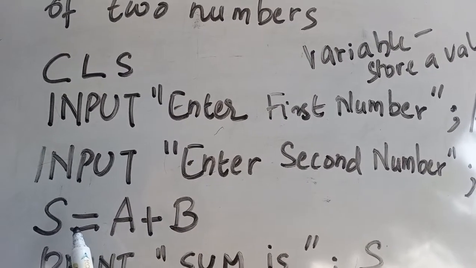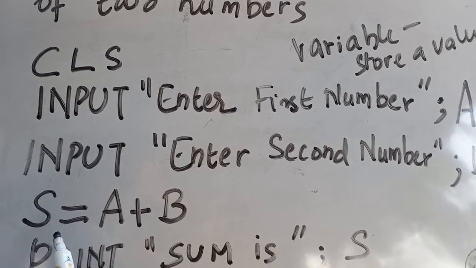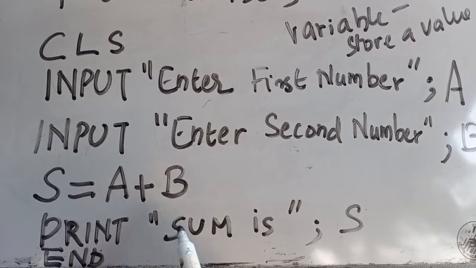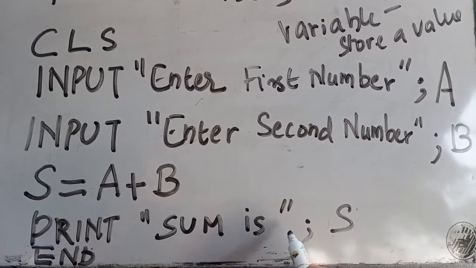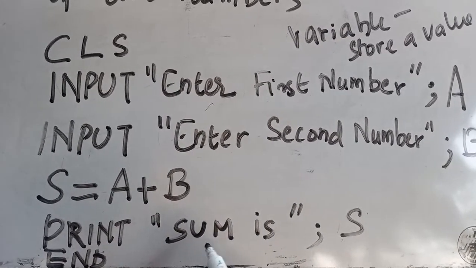So I have to print the value of s, right? So when I print the value of s, I can get the result also. So see the code here, print. In the print statement also, if you want to give any message, do one thing: within double quotes we can give the message. I am giving here "Sum is".